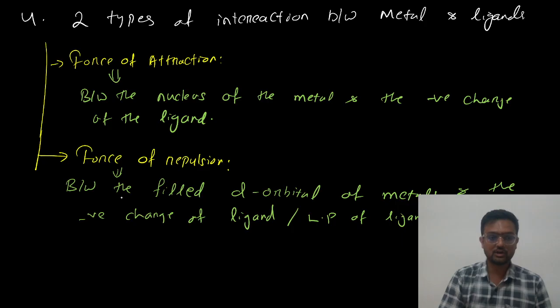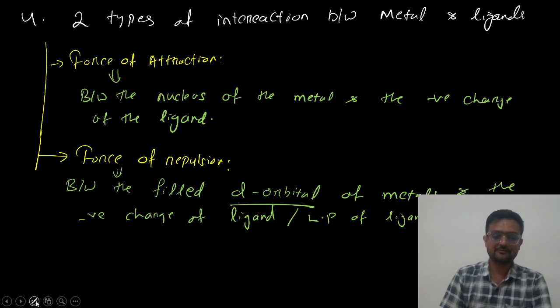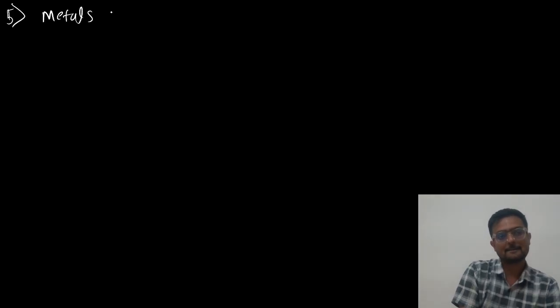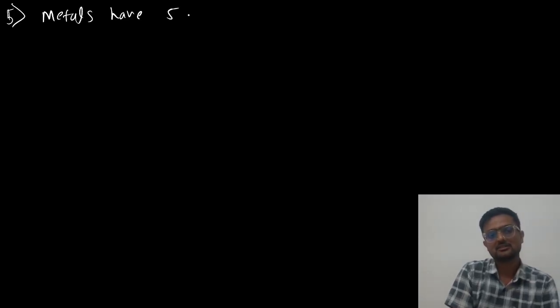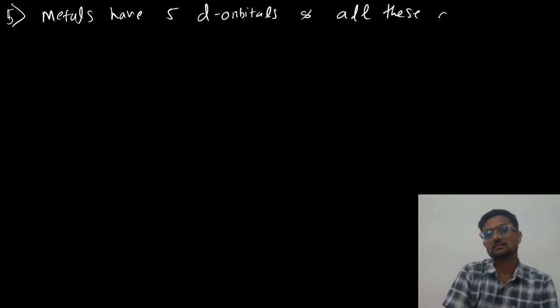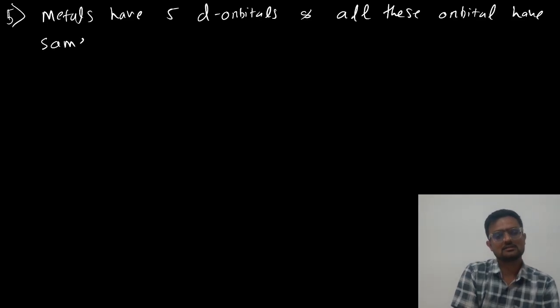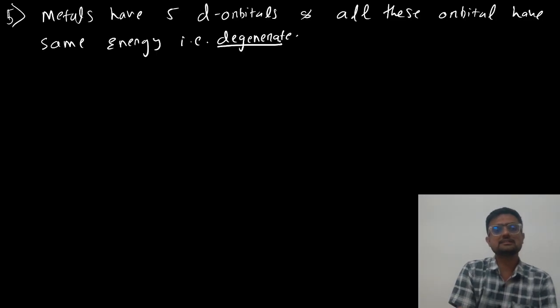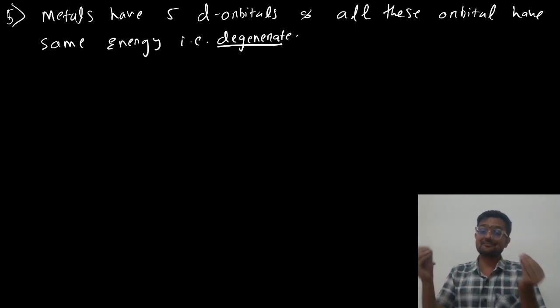Now, as we are talking about the metal's d orbitals, I can say, basically point number 5, metals have five d orbitals. Okay, it has 5 different types of d orbitals, and all these orbitals have the same energy. Their energy is same. That's why they are called degenerate orbitals. Degenerate matlab hota hai the orbitals which have the same energy.